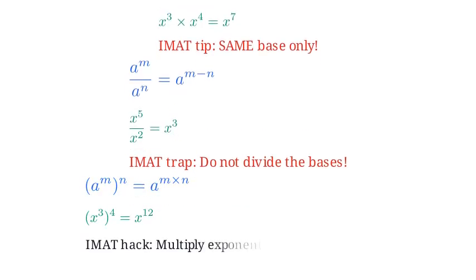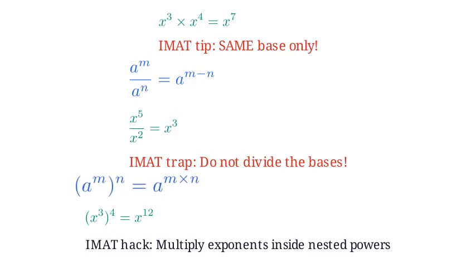Law 3 is the power of a power rule. When raising a power to another power, you multiply the exponents. So (a^m)^n equals a^(m times n). Example, (x cubed) to the fourth power equals x to the 12th. When you see nested powers, think multiply the exponents immediately.